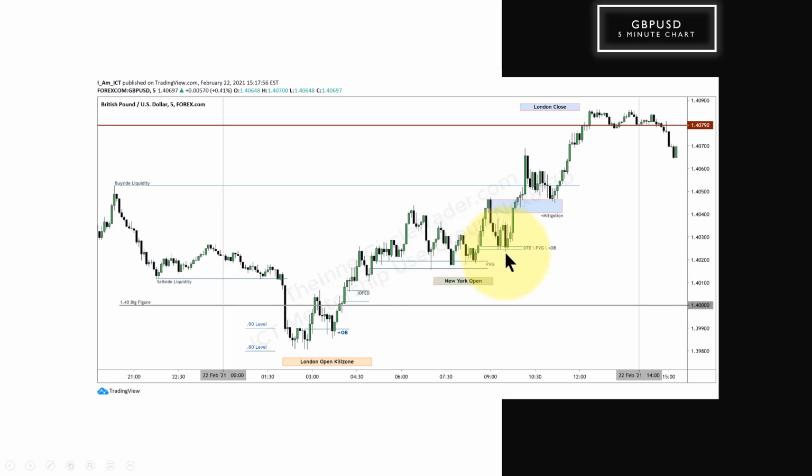setup here between the kill zones, London and New York, optimal trade entry, fair value gap, bullish order block, then it rallies again, trades back down into mitigation, which is the last up close candle prior to this decline. This low did not take out that low, so it's not a breaker. It's a mitigation block. Extending out in time, look how the bodies respect that.